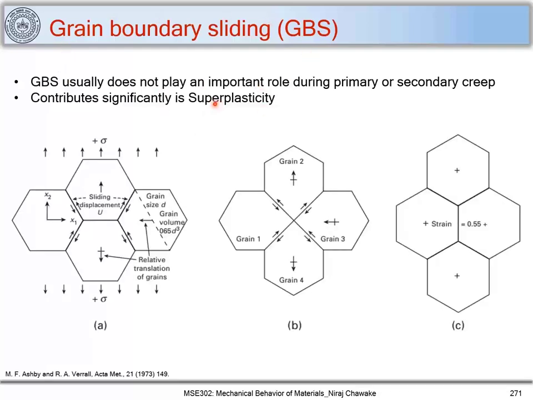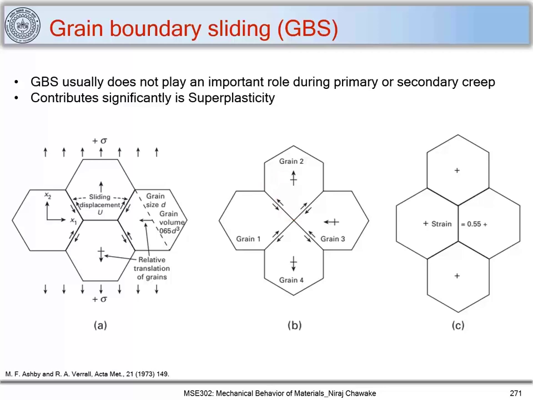Now let's look at how grain boundary sliding occurs. Here there are four grains which are subjected to a tensile stress at sufficiently high temperature, and they have sufficient grain size and grain volume. You can see these arrows, which indicate that there will be a sliding of these grain boundaries over each other, or these grains can slide along this way on each other. Because of that, there will be a shape change, and this shape change will lead to a final shape change in this fashion, or the strain being accumulated in this way. Grain boundary sliding occurs by sliding of boundaries over each other.